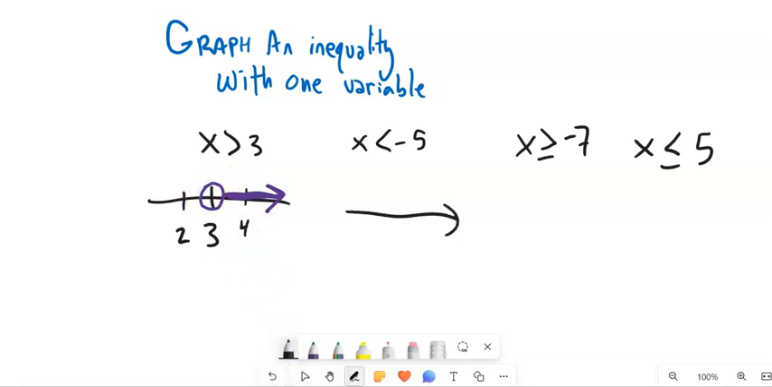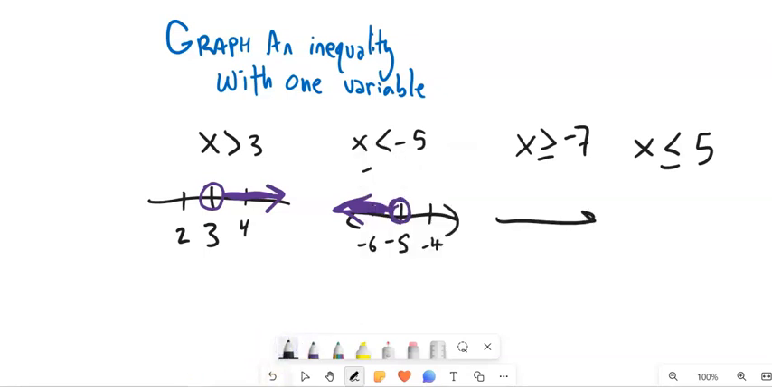If I look at this next one, x is less than -5. So if I put -5 here, -4 would be here, -6 would be here. And it's not equal to -5, so I'm going to put an open circle there, showing that's the boundary, but the boundary is not part of the solution. X is less than -5, so it's going to the left. All of these values that are less than -5.